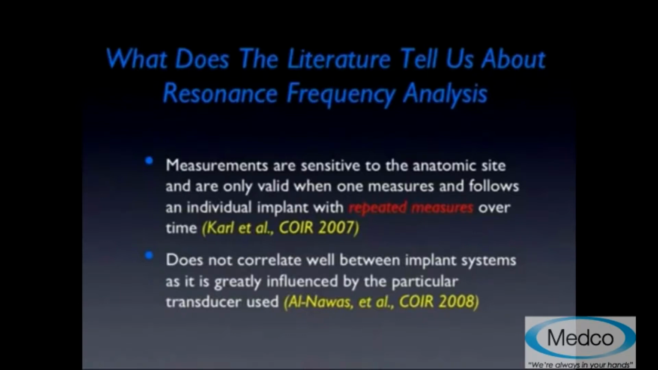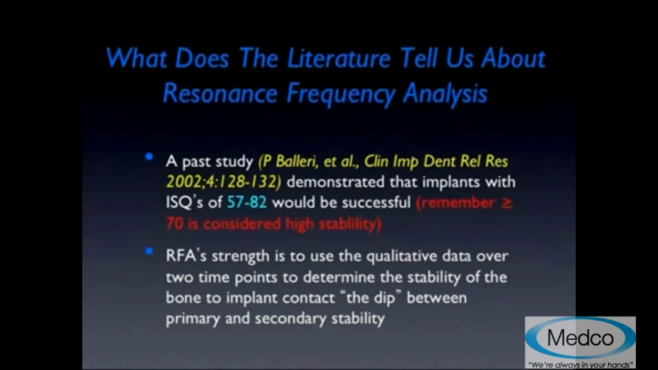As Jay alluded to, different implant systems, according to Al-Nawas and colleagues, have different footprints. So you can't take BioHorizons data and necessarily put it to Straumann data, to Neoss data, to Nobel Biocare data. Each implant system has its own footprint. Certainly, if you have values anywhere from 57 to 82, you know you're going to be successful based on Belleri's past data. And certainly 70 or better, as Danny pointed out, is considered very high stability, and you can proceed with confidence. The strength of this is not one-point data, but looking at 2 points in case there are such things as the dip, etc., that might occur.